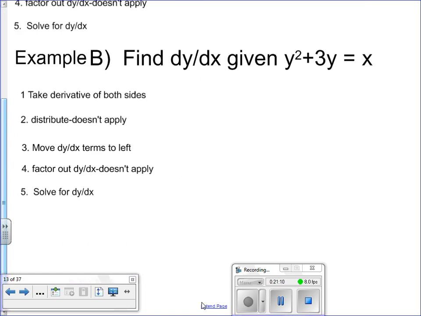Okay, the first step to find the derivative implicitly is to take the derivative of both sides. Okay? And you're going to obey all your rules. So the left side is a sum. So how do you find the derivative of a sum? Individually. What's the derivative of y squared?